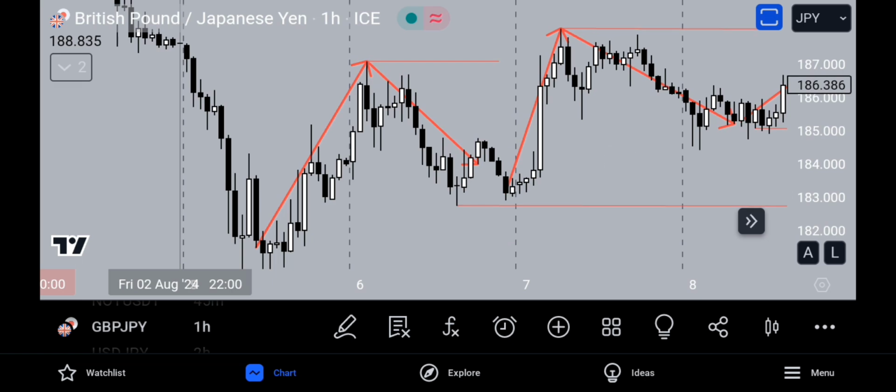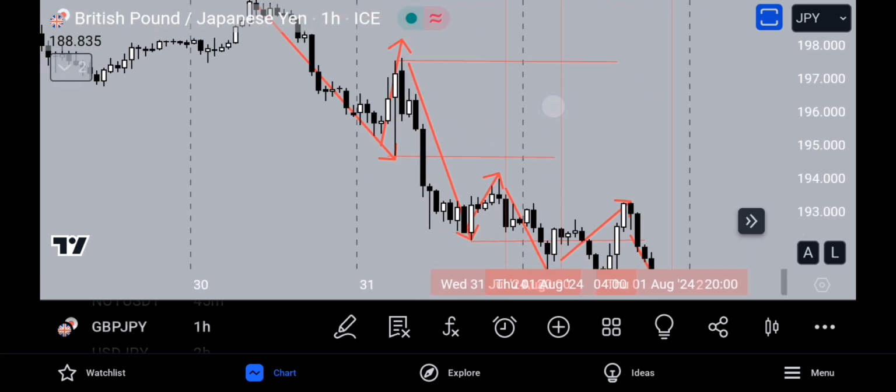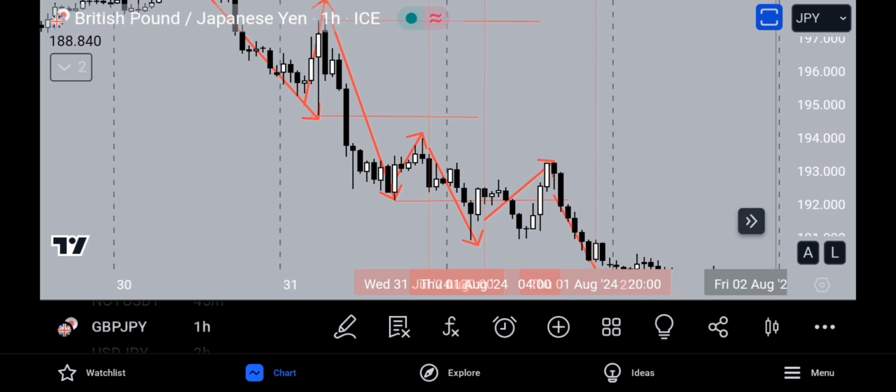Then in a bearish market, we are doing the opposite. We are creating lower swing highs and we are attacking previous swing lows. We create what? Lower swing highs and we attack previous swing lows.